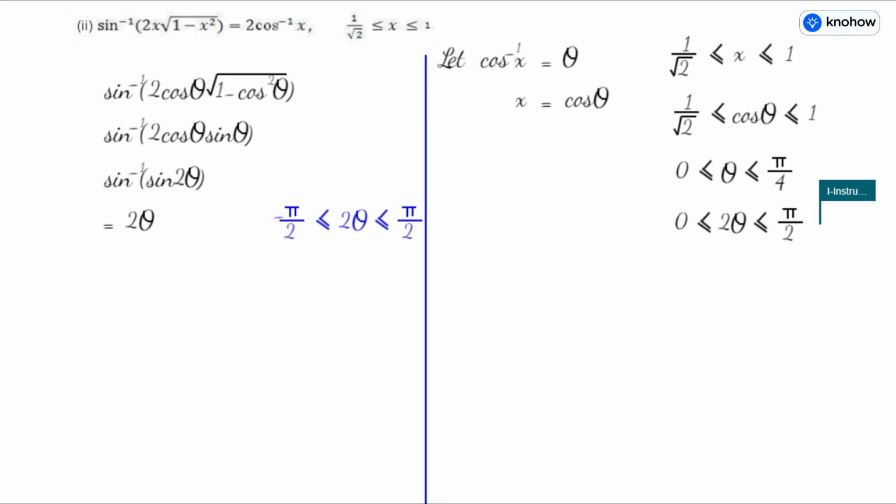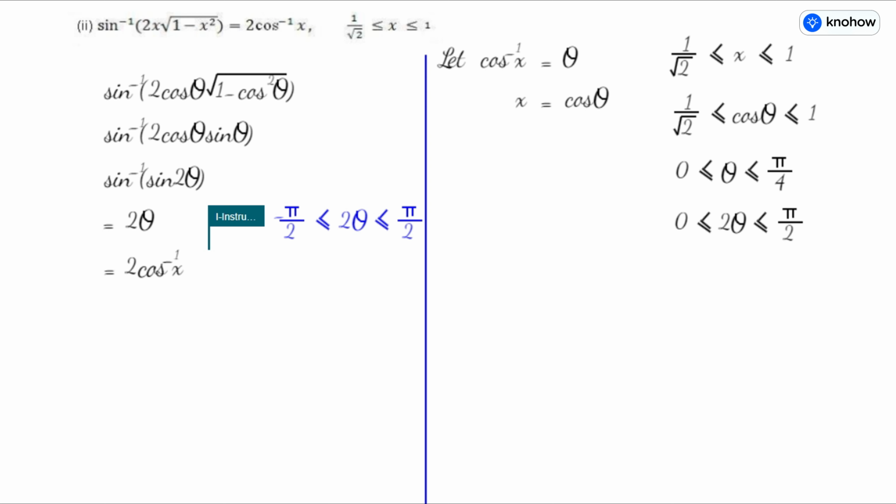So we can write that sine inverse of sine 2 theta is 2 theta, and in this particular question, what is the assumption? That cos inverse x is theta, so you get 2, what is the value of theta? Cos inverse x. So we get it like this.